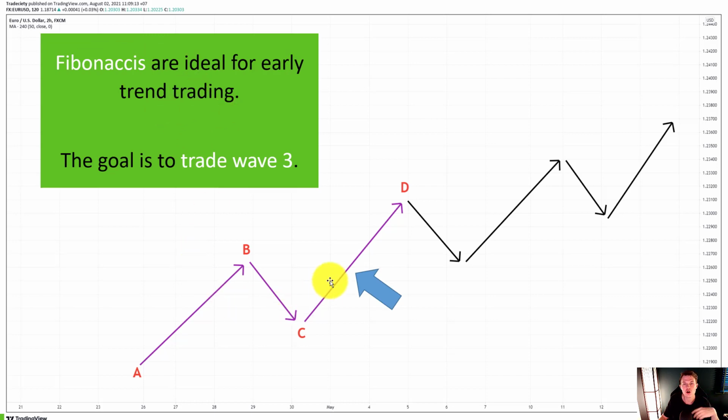The goal of a Fibonacci is usually to trade wave 3. So once the market has made wave 1 and wave 2, the trend Fibonacci retracement is then trying to help you trade wave 3 with the extension. So this is a very, very powerful tool. A lot of algos, a lot of higher or automated trading strategies are using Fibonacci's, which is also probably contributing to why they work extremely well.